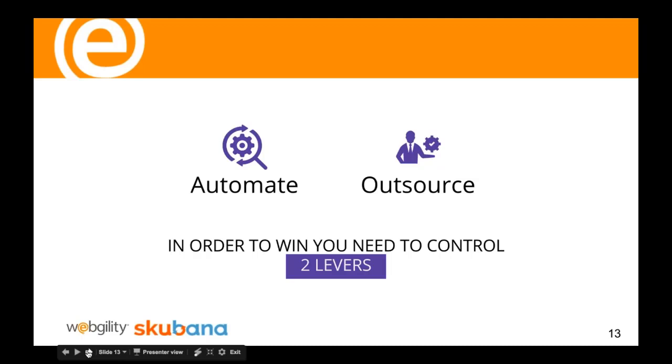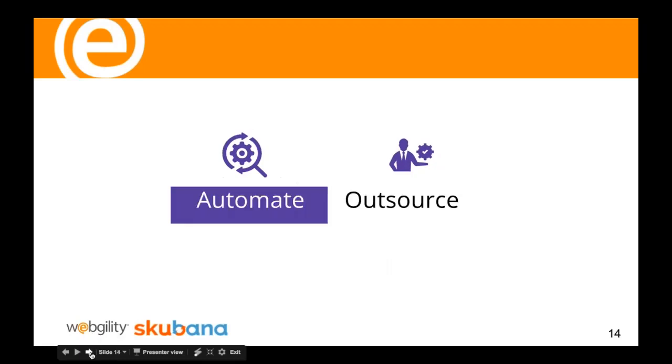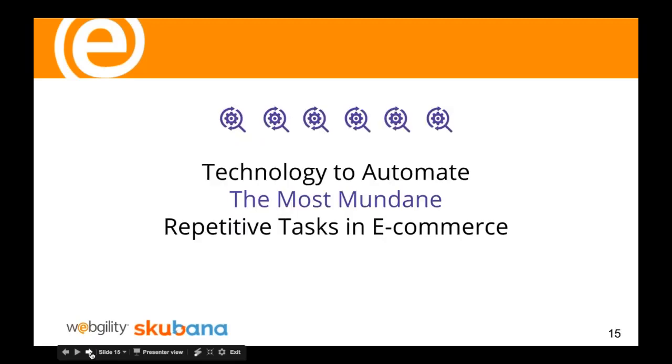Now, the first thing you need to do before you start thinking about outsourcing is think about ways you can automate parts of your business, that you can let technology take over instead of doing the manual, repetitive tasks. So we're going to focus on automation, and we want to use technology to automate the most mundane, repetitive tasks in commerce. Like I said, low value, repetitive activities that can replace human labor, so that you can repurpose your employees, especially your key employees, on doing higher value activities.